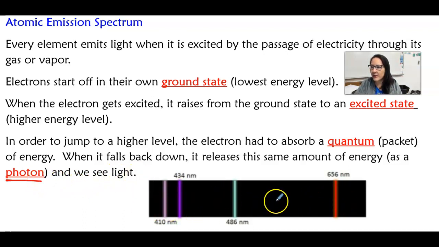And so this would be the atomic emission spectrum of hydrogen, where it's going to absorb some red, green, and violet light, and then whenever it releases that energy back, we see those as red, green, and violet.